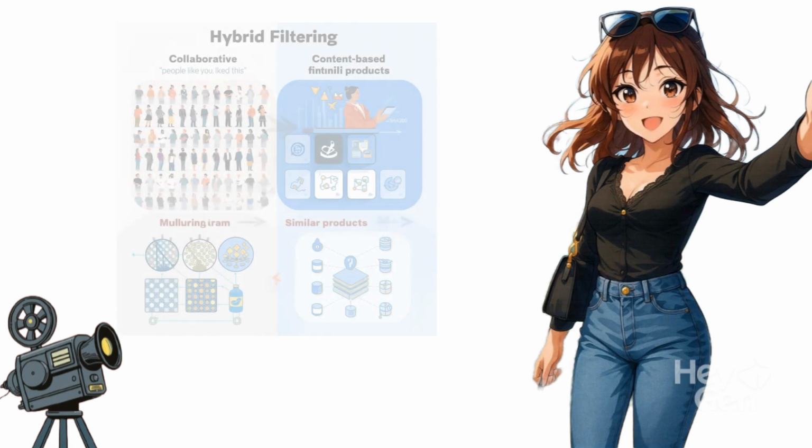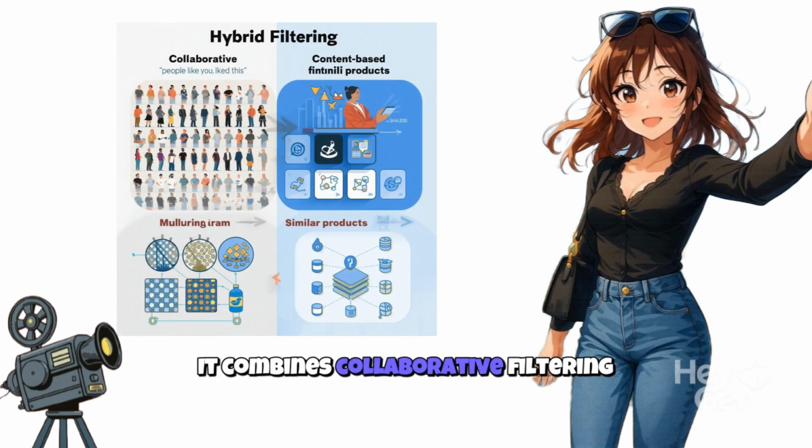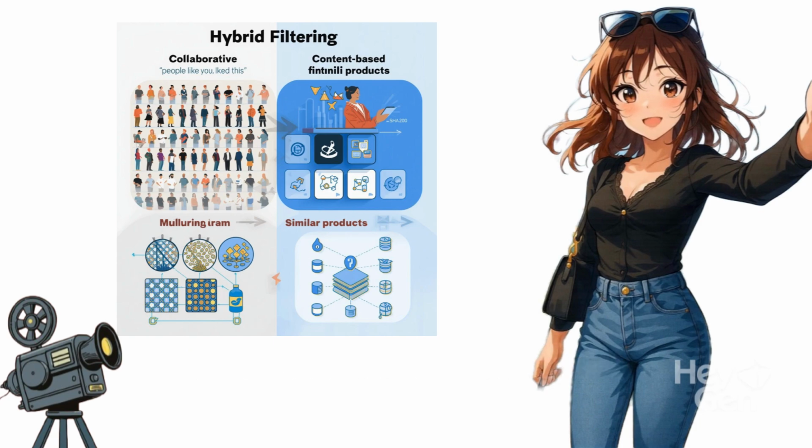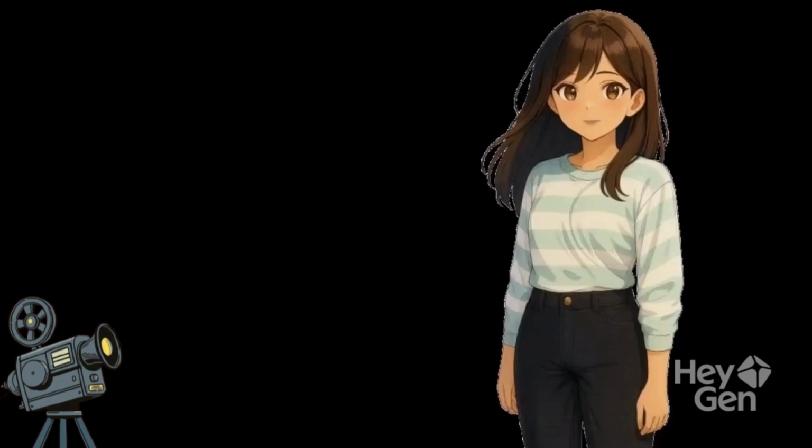The third type is hybrid. It combines collaborative filtering and content-based filtering for more accurate and flexible recommendations. It uses the strengths of both methods and reduces weaknesses.